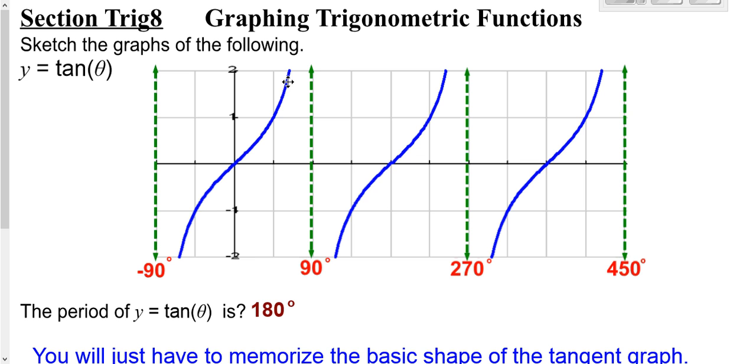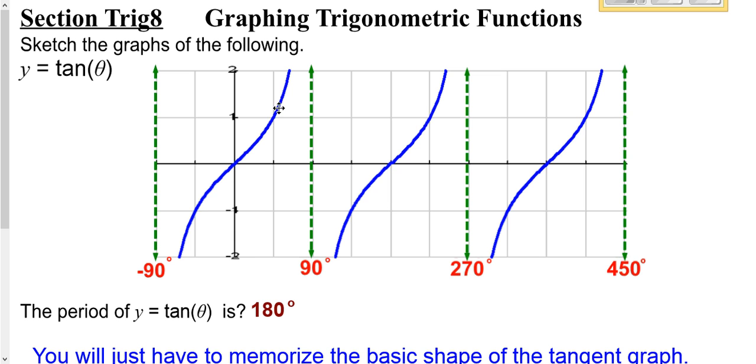And if you would do a few other points, you'd be able to plot them, and then you would have this smooth, blue, snaky graph right here. Then we have a vertical asymptote here because at 90 degrees, tangent is undefined. Remember, tangent is y over x, and on your unit circle, that would be 1 over 0, and you can't divide by 0.